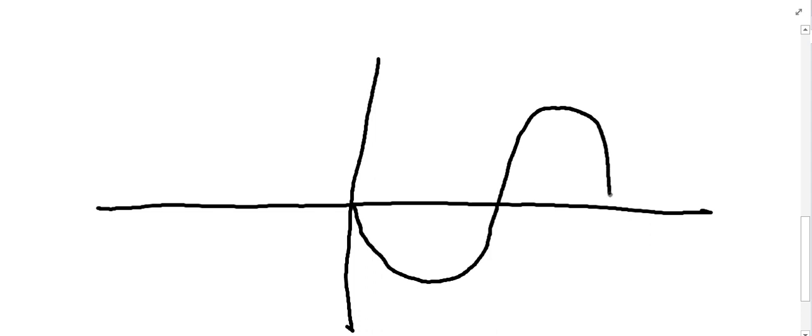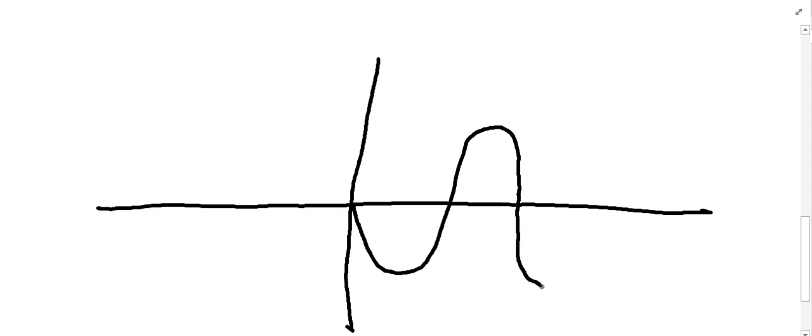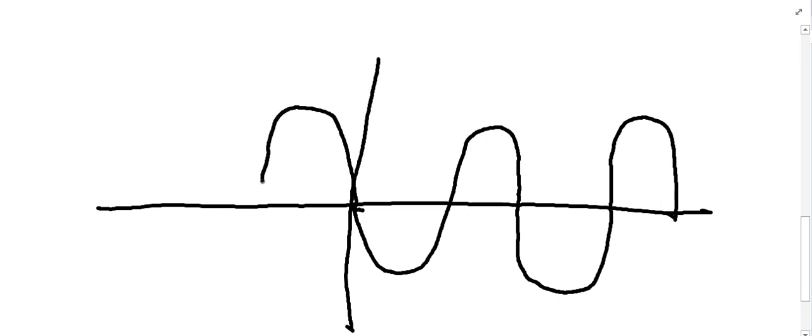Okay, so if you look at the curve we have found, it is something that is going like that. Let me just draw it properly. It's something that goes down, up, then down. Then this side, it is behaving in the same manner.